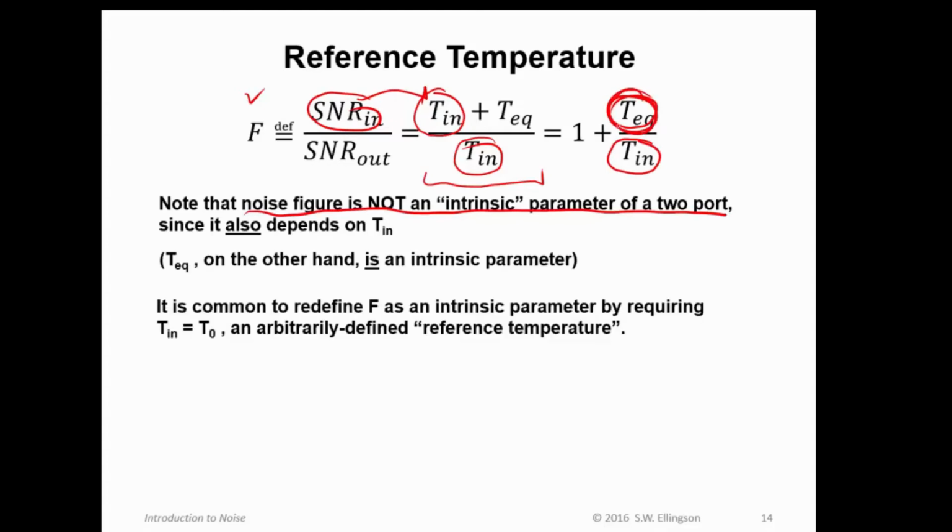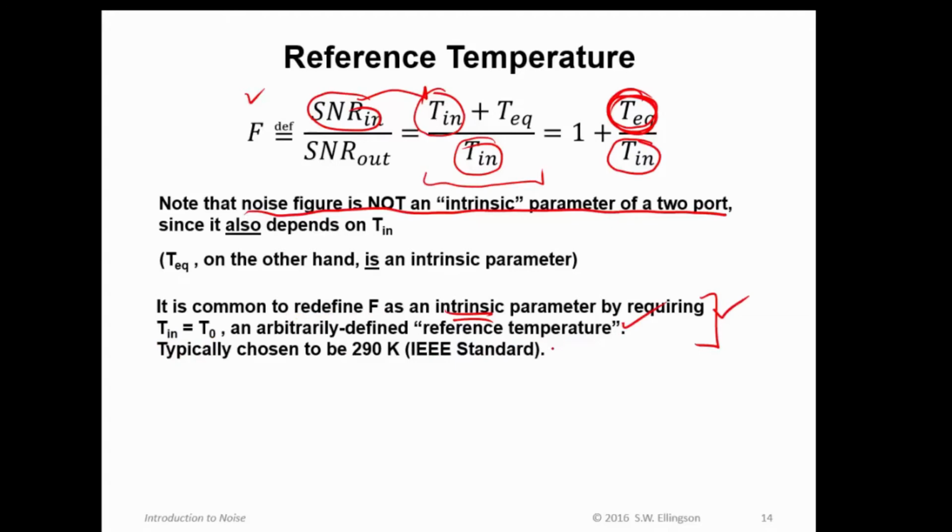To further confuse the issue of how noise figure is defined, I will tell you that it is common to redefine noise figure or noise factor as an intrinsic parameter, and the way that's done is by requiring that input noise temperature to be equal to some standard value, which we refer to as the reference temperature. The reference temperature for noise figure plays a role which is very similar to the role played by the reference impedance in determining S parameters. That's a pretty good analogy.